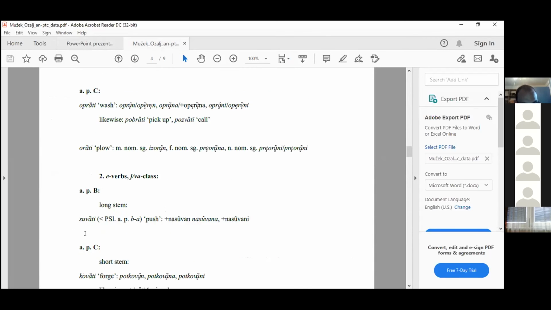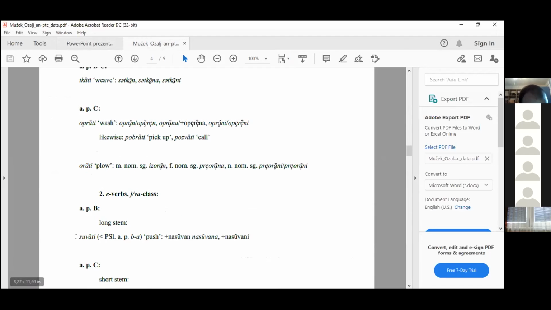The verb suvati, to push. It shifted, it stayed accent paradigm B. However, for some reason, its stem lengthened. So it's no longer sujem, but suvlem. And the participle is nasuvan. We think this analogy is somewhat more likely if originally it was nasuvan and not nasuvan. However, this form is again not as certain.